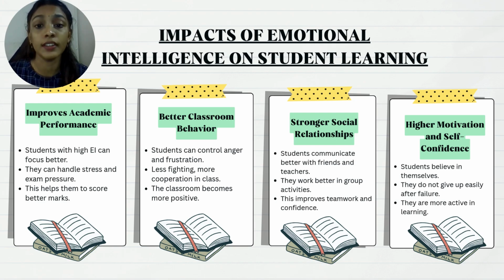So the third impact is stronger social relationships. Emotional intelligence helps students communicate better with their friends and teachers. They can understand other people's feelings, which improves group activities and teamwork and can reduce conflicts.